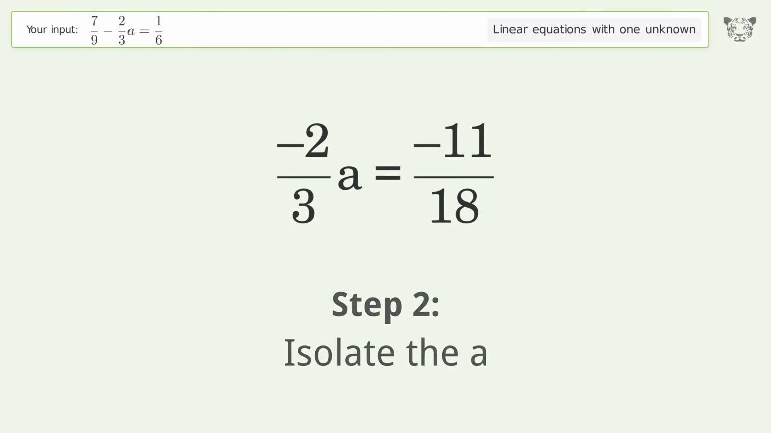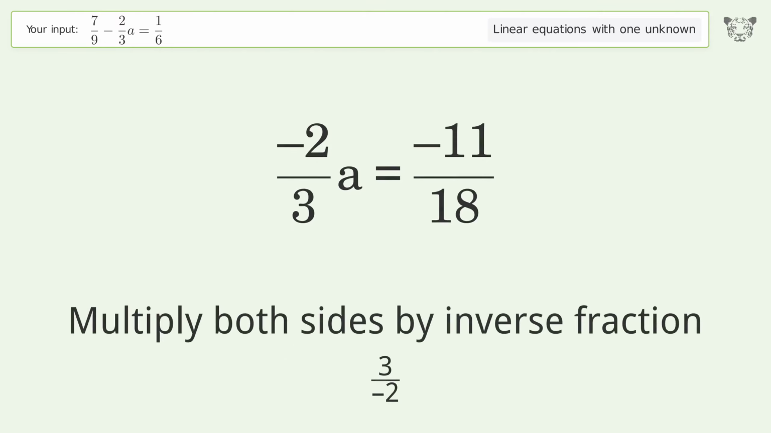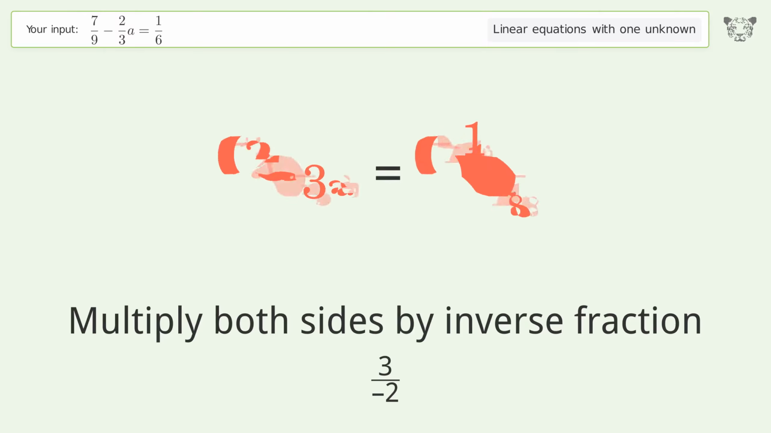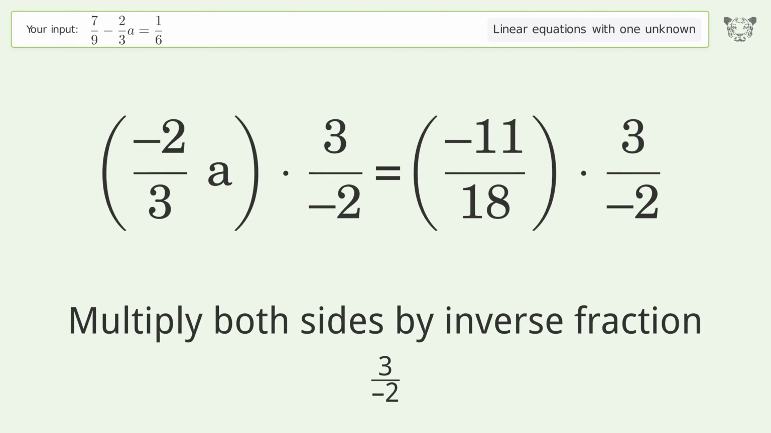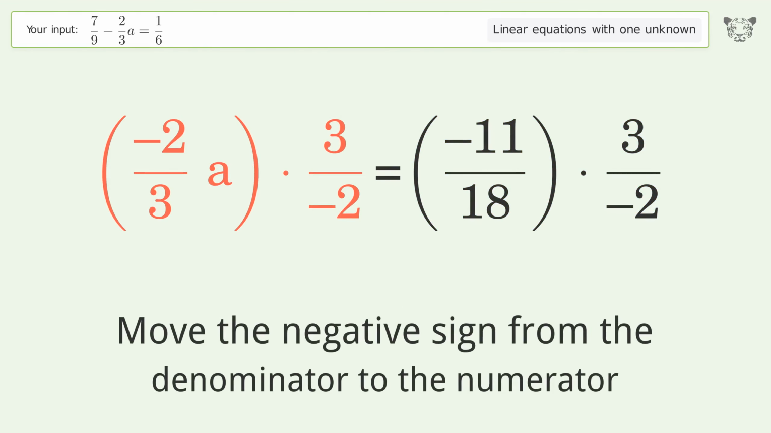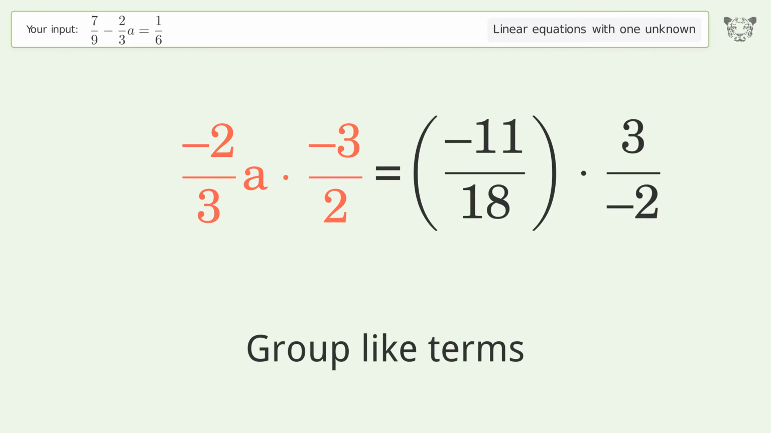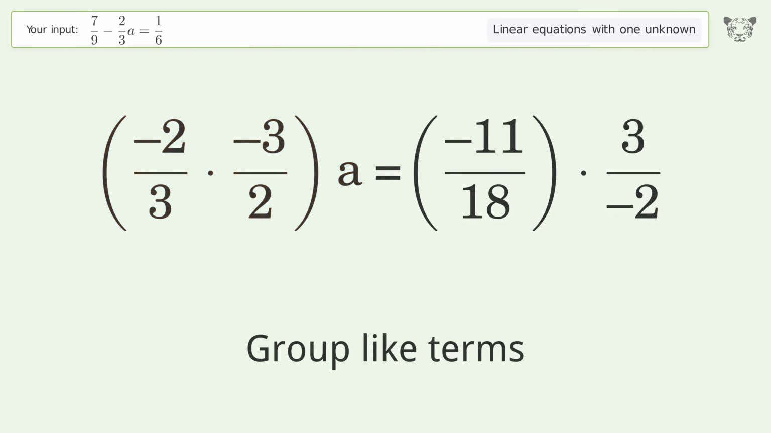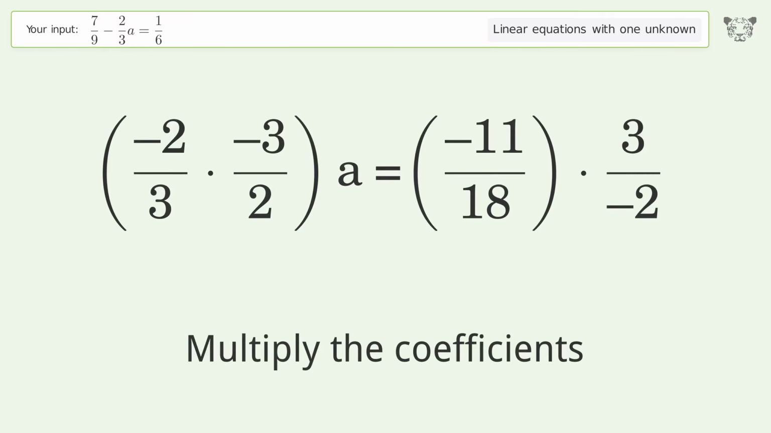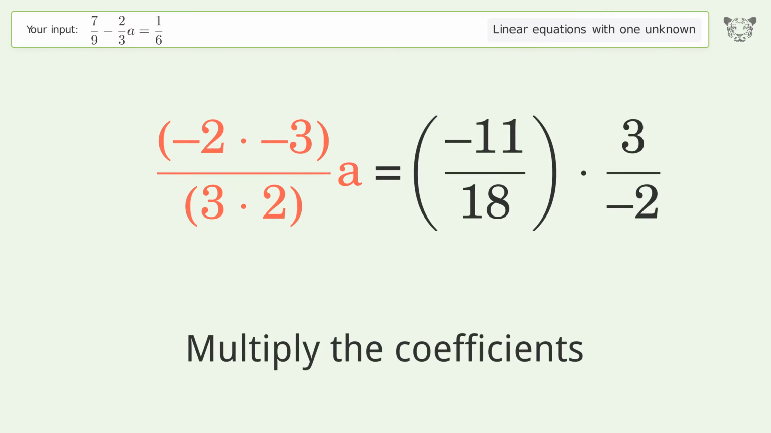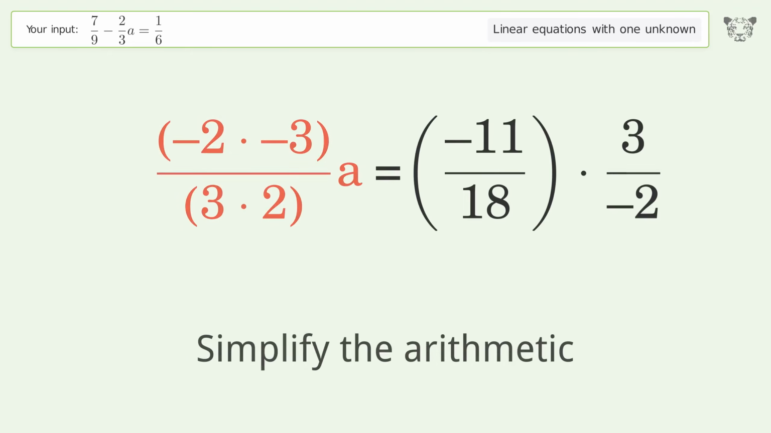Isolate the a. Multiply both sides by inverse fraction 3 over negative 2. Move the negative sign from the denominator to the numerator. Group like terms. Multiply the coefficients. Simplify the arithmetic.